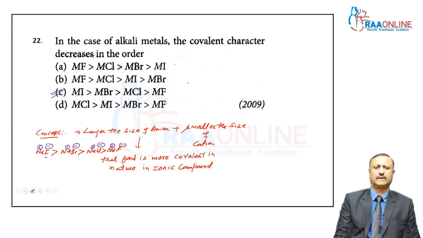You can go to question number 22. Your answer is C. This is the correct order, because in NaI, iodide has a large ion size, so this ionic compound is more covalent in nature. These are all ionic compounds, but which ionic compound is more covalent in nature? That is the question. When the metal is the same, my dear friends, then you look at the size of the ion. When the size of the ion is greater, then the covalent nature is greater.